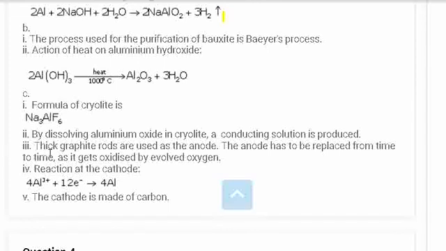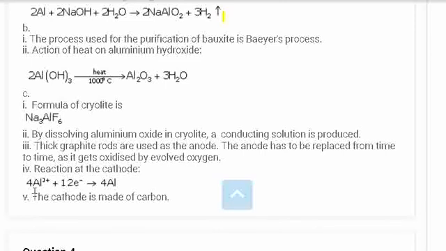Number 1. Number 2. Thick graphite rods are used as the anode, the positive one. The anode has to be replaced from time to time as it gets oxidized by the evolved oxygen.